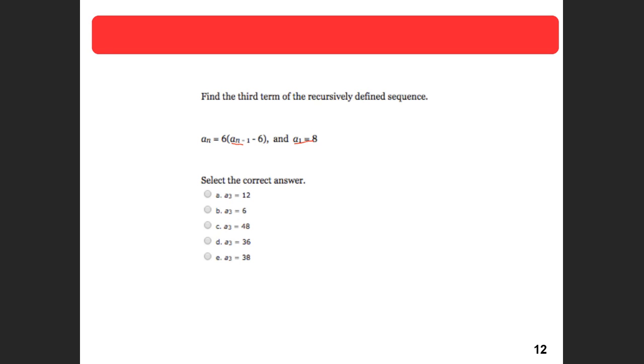Letter D again? No. Let's check it out. So I know the first term is 8. Now to find the next term, I do 8 minus 6, which is 2, times 6. So that's 12. So my next term is 12. Then to find the next term, I take 12 minus 6, which is 6, times 6, which is 36. So I'm going to say my third term is 36. That is letter D. Very good.